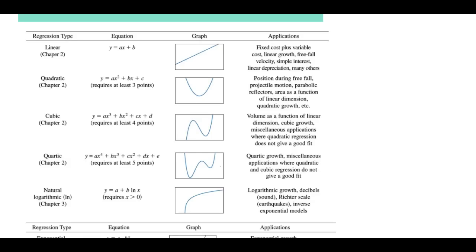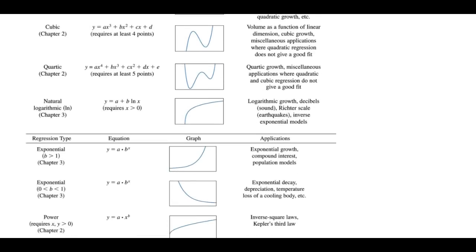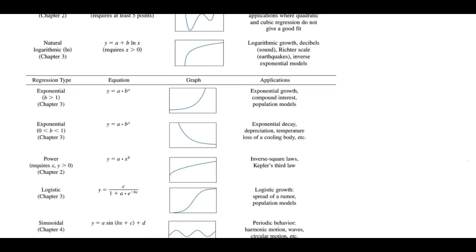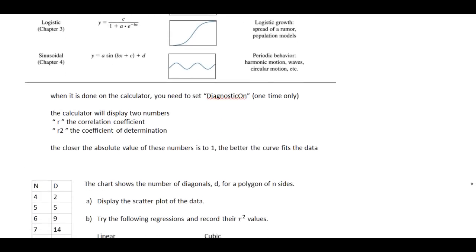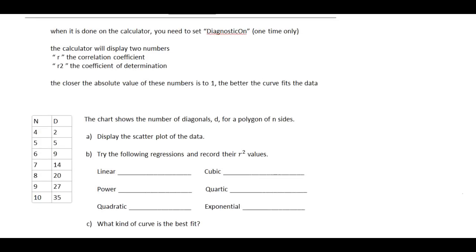Notice a cubic has 2 humps. A quartic has 1, 2, 3 humps. So you always have one more than the name implies. Natural logs, right? Graphing off to the right. Exponentials have 2 types. Powers look kind of like a square root. Logistic functions, sine and cosine when it bounces in between. So all of those are great things to know, and how we're going to make our calculator figure this out.